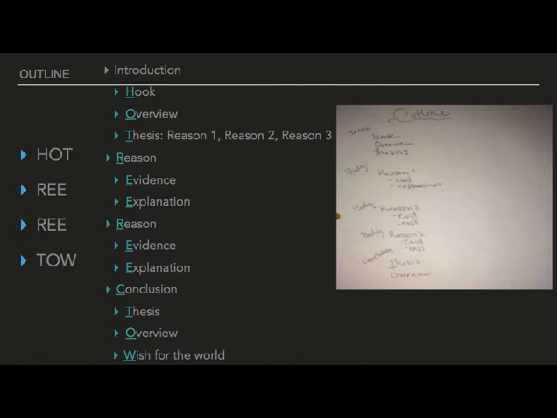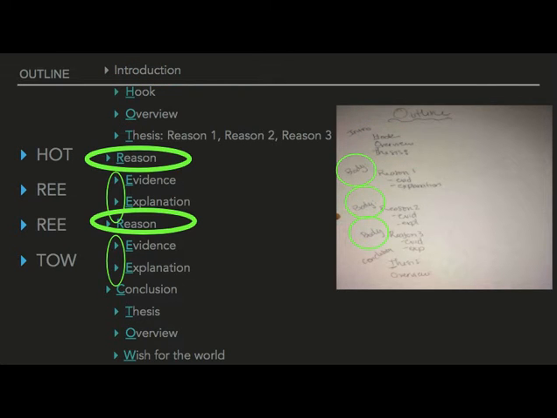Recall that the acronym we use for outlines is HOT-REEEE-REEEE-TOW. The introduction, or first paragraph of the essay, is indicated by HOT, where H is the hook, or first sentence that draws the reader in, where O is the overview sentence that gives the reader general information about the topic, and T, the thesis, gives the reader 3 reasons to support the main topic of the essay.